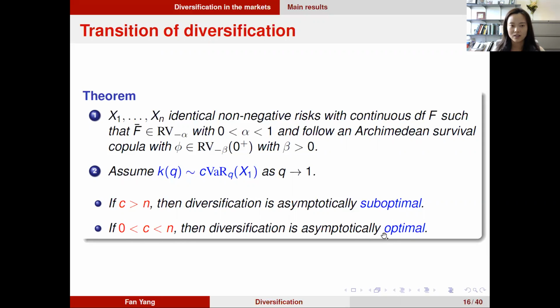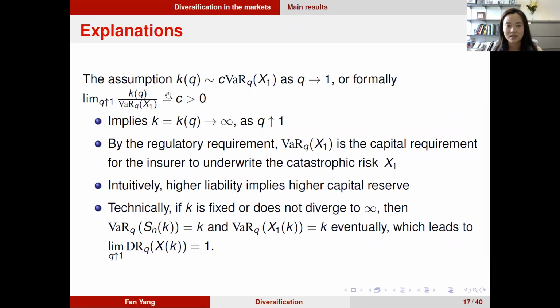Okay, so now let me first explain why this assumption. First of all, formally this notation means asymptotic equivalence. So that means the ratio on the two sides is 1, the limit is 1. So K over VaR is equal to C as q goes up to 1. And since the X are extreme losses, unbounded, that implies that K diverges to infinity.